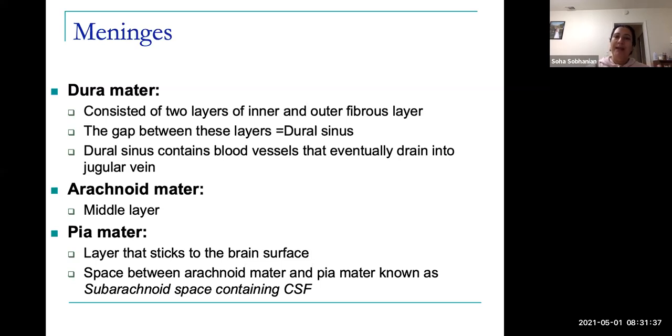So again, dura mater is a double layer. Between that is the dural sinus, and the dural sinus is where your blood vessels collect blood from your brain and return it back to the heart through the jugular vein.